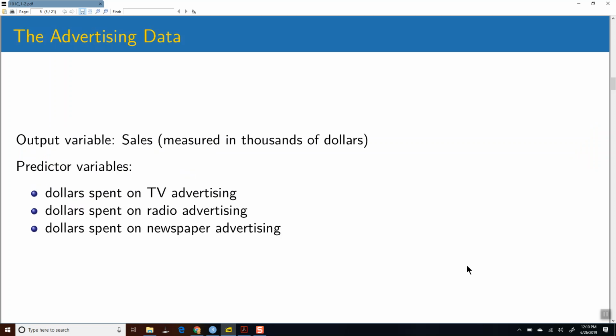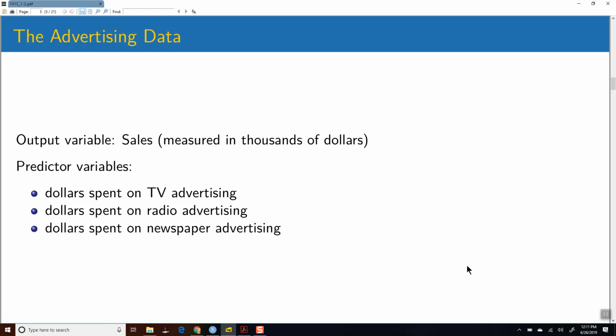Anyway, so we'll take a look at this advertising data set. The advertising data set measures the output variable, which is sales, and that's measured in thousands of dollars. And then as far as predicting the sales, we're looking at how much money was spent on TV advertising, how much money was spent on radio advertising, and how much money was spent on newspaper advertising, and we want to know what's the relationship between money spent on advertising and sales.